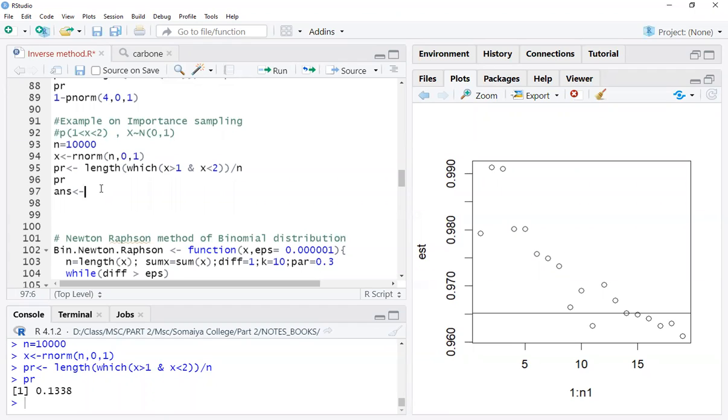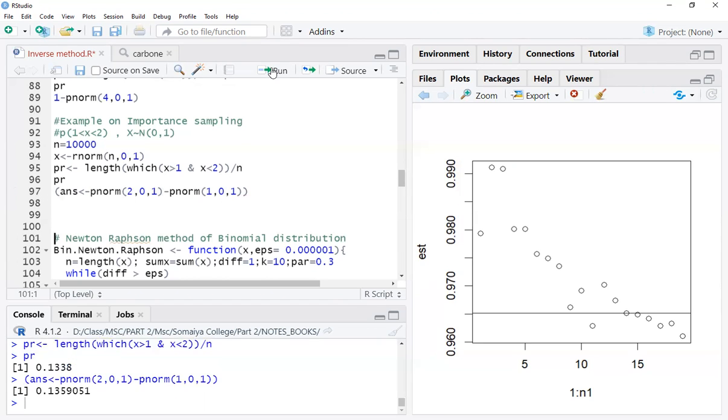So just find out the CDF, that is your p norm at 2, lesser than 2, minus p norm lesser than 1, so 1 comma 0. This answer should match with your answer, but since you simulated, a slight difference will be there, obviously. So look at the answers, they are almost matching. Okay, almost matching.